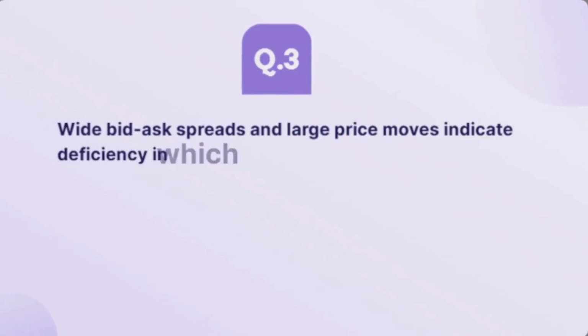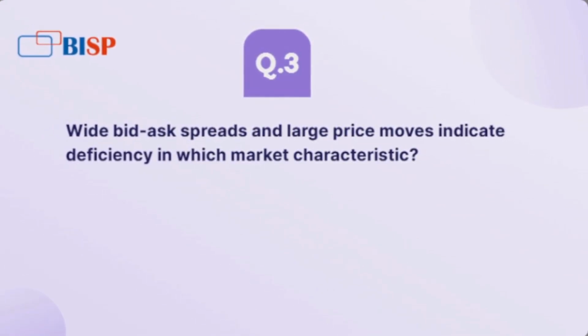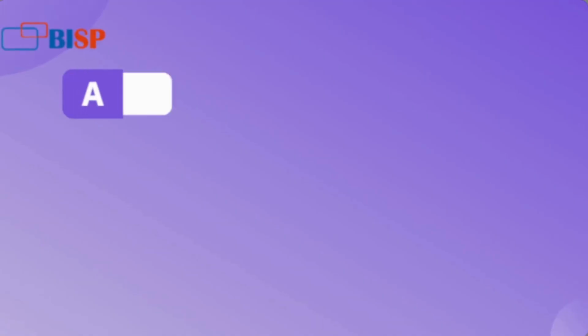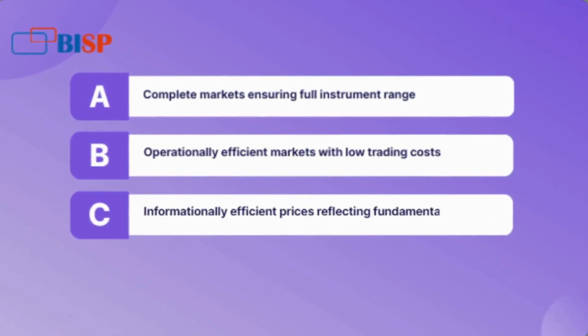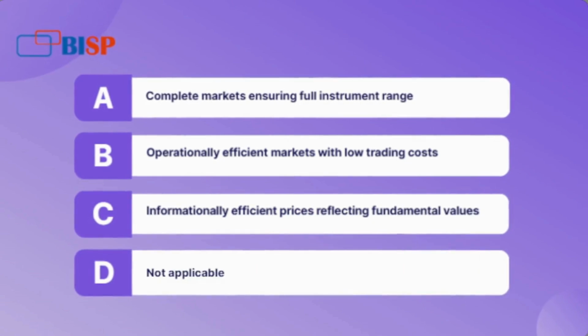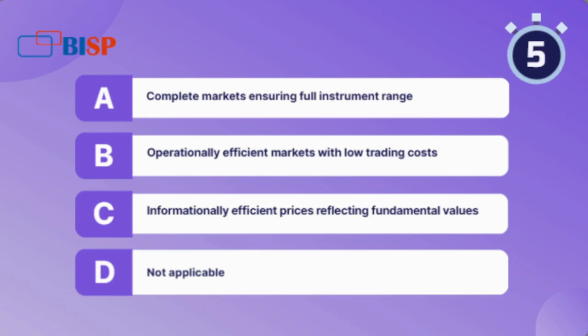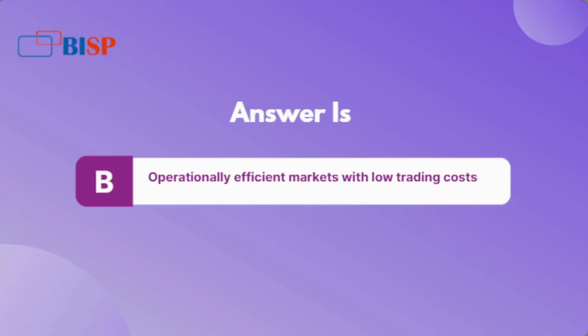Wide bid-ask spreads and large price moves indicate deficiency in which market characteristic? A. Complete markets ensuring full instrument range. B. Operationally efficient markets with low trading costs. C. Informationally efficient prices reflecting fundamental values. D. Not applicable. Answer is B. Operationally efficient markets with low trading costs.